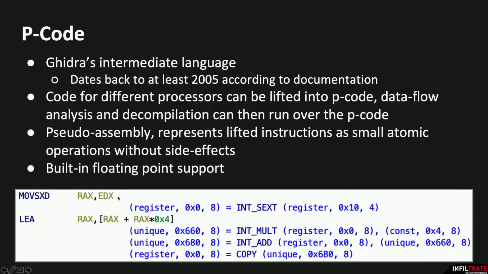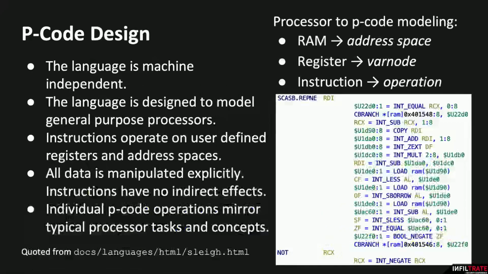This is the P-code for a MOV EAX, EDX instruction, and here for an LEA instruction, as Jeremy showed you earlier with the graph view. A bit on P-code's design. This is quoted directly from NSA's documentation included with Ghidra about some of the design decisions they made with P-code, as well as some of the language around P-code. So RAM translates to a P-code address space. Registers are represented as varnodes. Varnodes also represent local stack and heap variables or global variables. All kinds of data that you want to interact with in the program is abstracted away as a varnode. And then instructions are abstracted away to P-code operations.